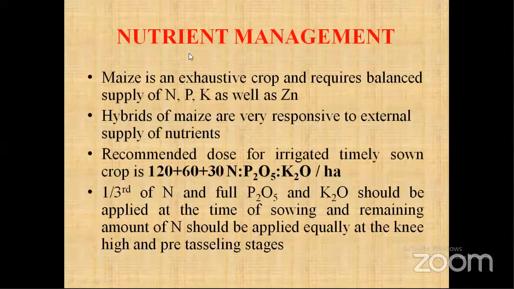And next one is nutrient management. Maize is an exhaustive crop. Exhaustive crop means it requires so much amount of nutrients, like it is a heavy feeder, and it requires a balanced supply of nitrogen, phosphorus, potassium, as well as zinc.